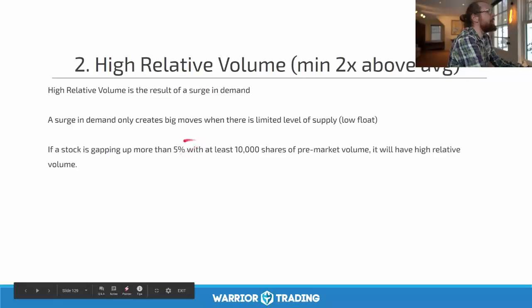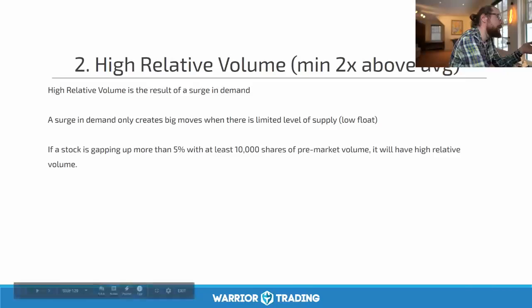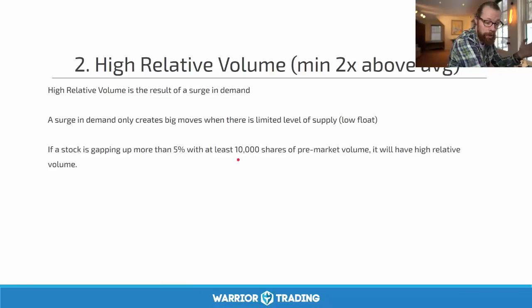If a stock is gapping up at least 5% with at least 10,000 shares of pre-market volume, it will often have high relative volume on that day. Now, Bank of America is not going to gap up 5% on 10,000 shares. It might gap up 5%, but it'll be on a lot more volume. But generally, if it's up at least 5% with at least 10,000 shares, just as a minimum, that stock will typically have above average volume on that day, because those are the early indicators. So one of our techniques will be to look for anything up at least 5% with at least 10,000 shares of volume, just at a bare minimum.